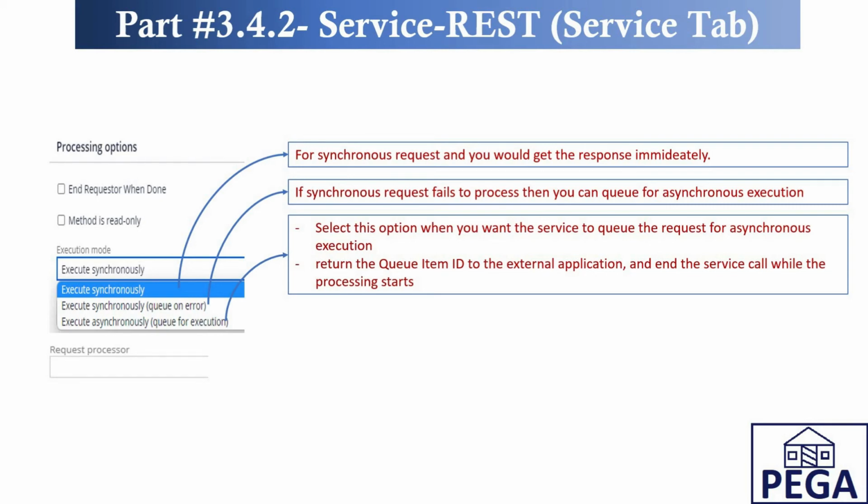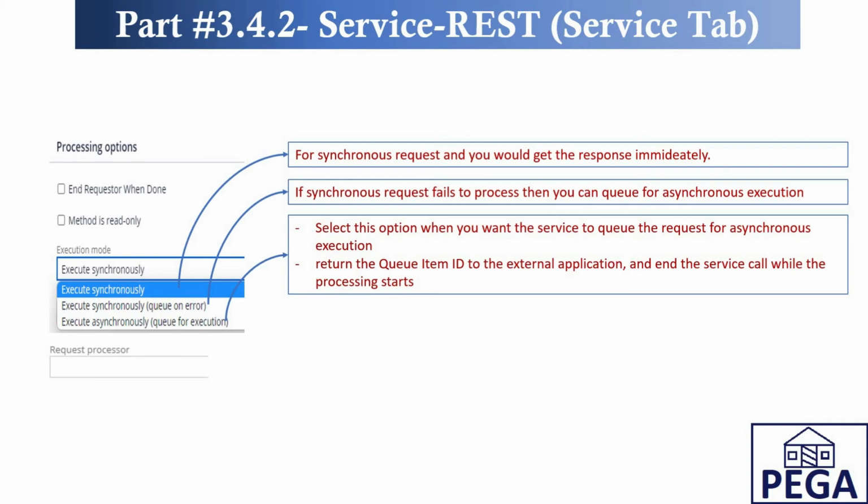Now, execute asynchronously, queue for execution. What happens if you select that option? This option is generally used when you want the service to queue the request for asynchronous execution. With synchronous, your requester takes the request then and there and gets the response back, but this is something you want to execute asynchronously. It will be queued, so that it is executed in an asynchronous way and the caller does not need to wait. Because it's asynchronous, instead of getting the response, what Pega provides is the queue item ID back to the external application.